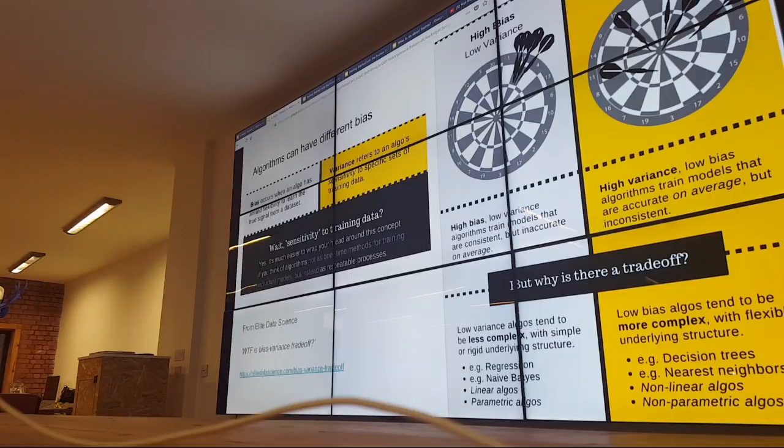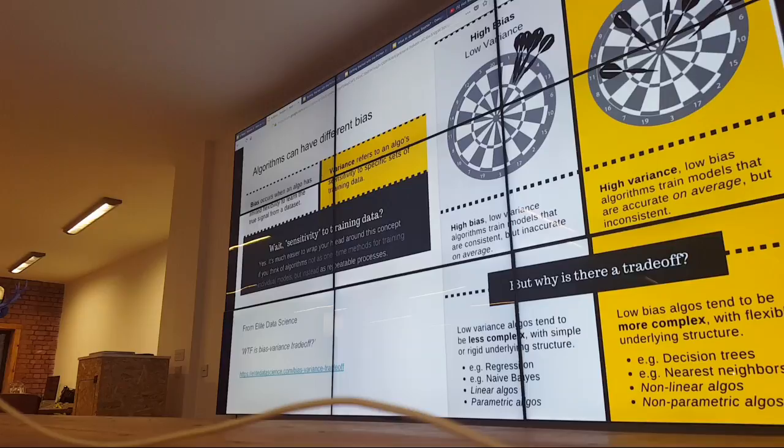I don't know what the WTF means, I've got no idea, but WTF is bias variance trade-off. And this is quite a nice one, it's from Elite Data Science, I've put the link in, so go and have a look at that when we've issued the slides. It's basically an infographic, and I've pitched some of it here.